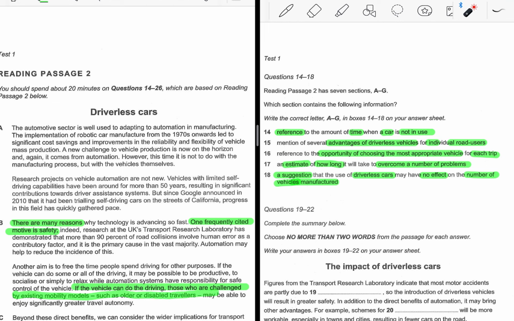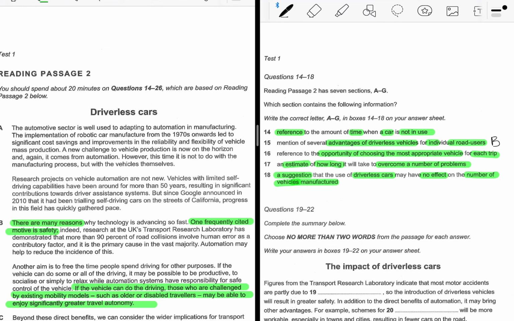if the vehicle can do the driving, significantly greater travel autonomy. And this information matches question number 15. Several advantages. Individual road users. So here the answer is B.